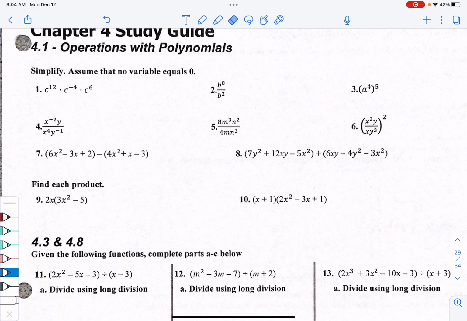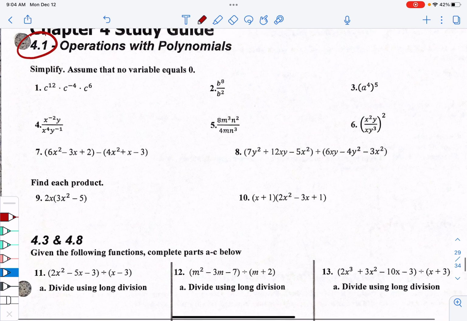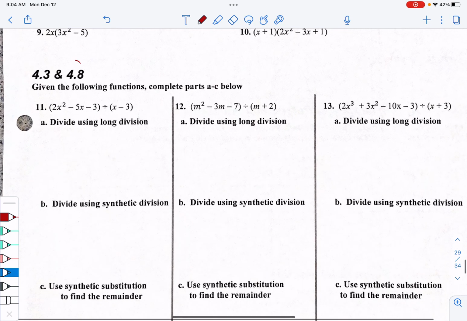So the top part, 1 through 10, is all from section 4.1. I have them broken down by sections. So 4.1 is all having to do with exponents and combining like terms and that type of thing. And then the bottom part is 4.3, and I lumped 4.8 stuff in there, okay?